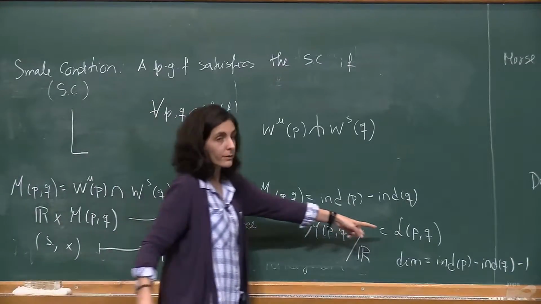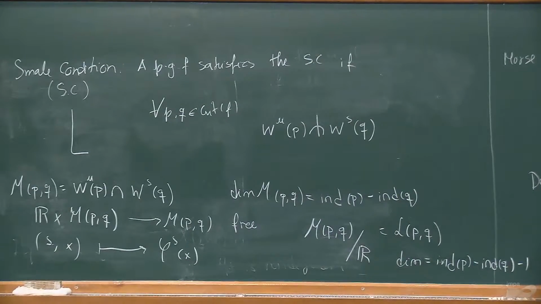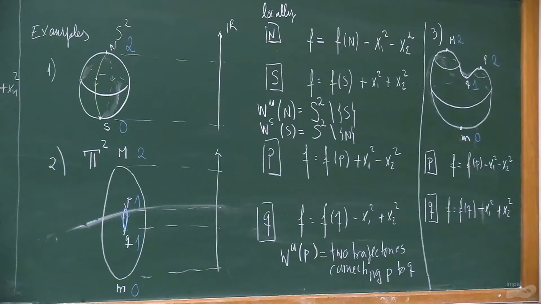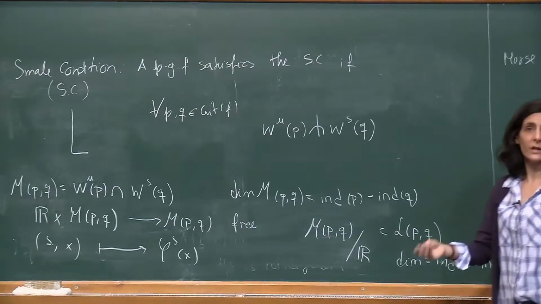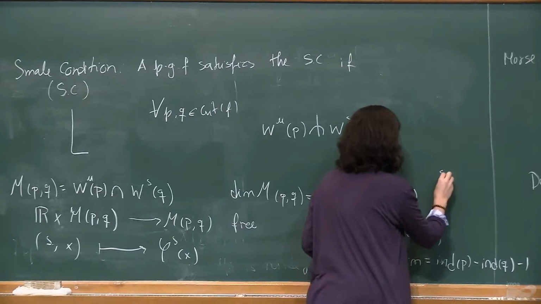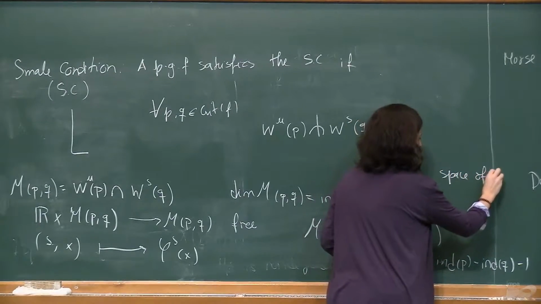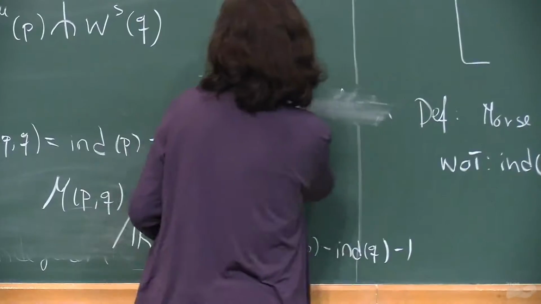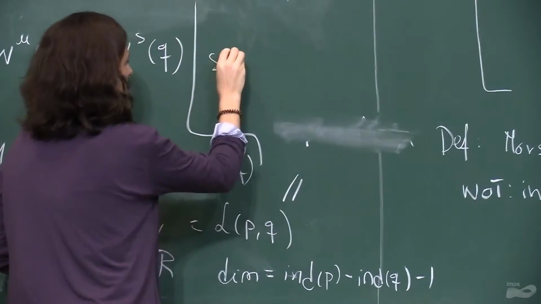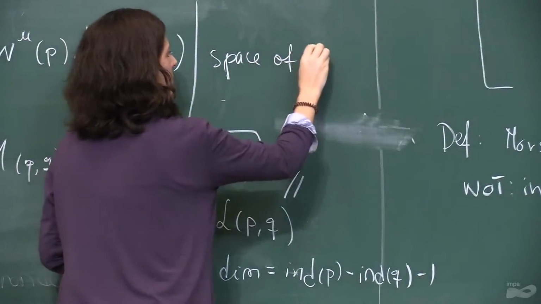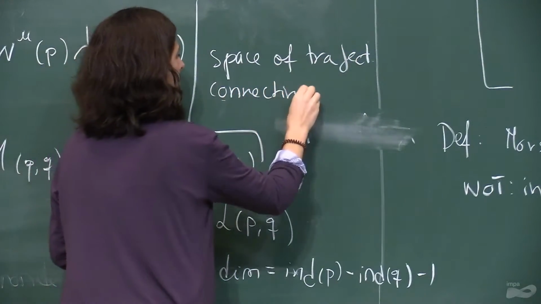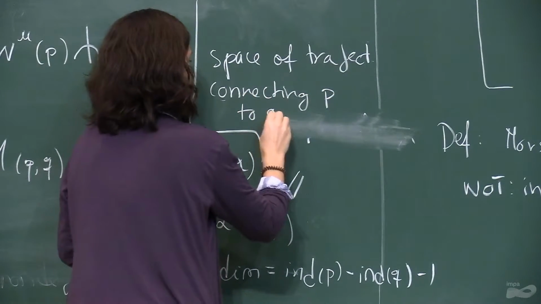See what happens in one of these trajectories. When I quotient by the action, it just means that this whole trajectory is one point in this space. So points here are just trajectories. I should think of this as the space of trajectories connecting P to Q.